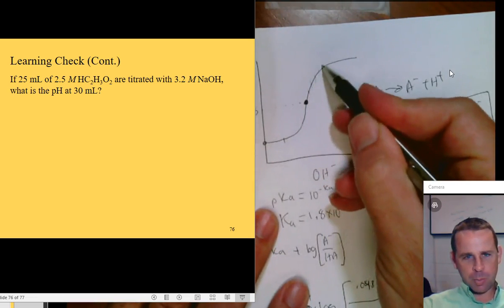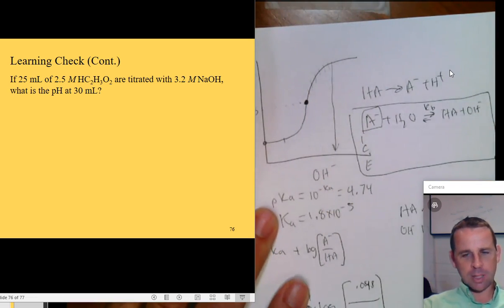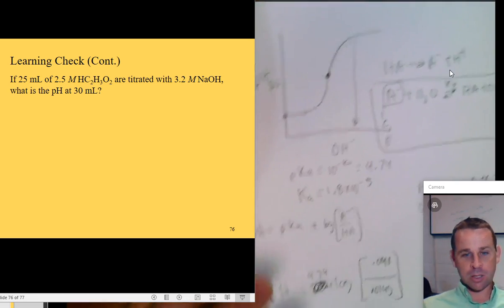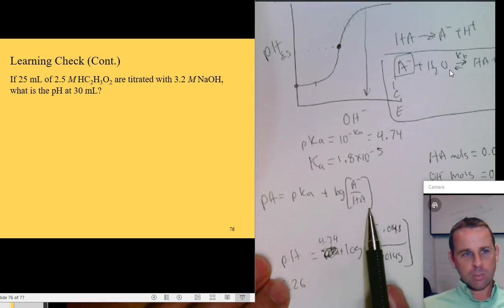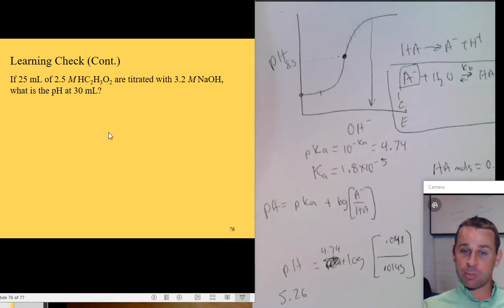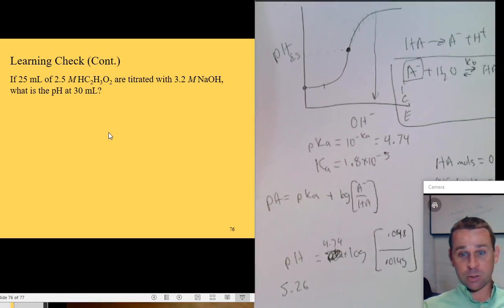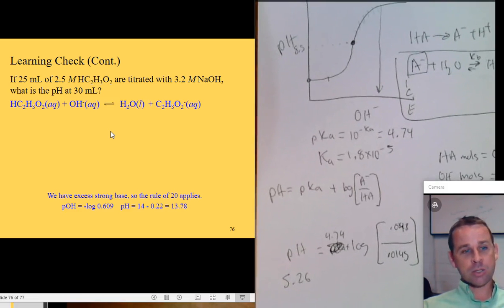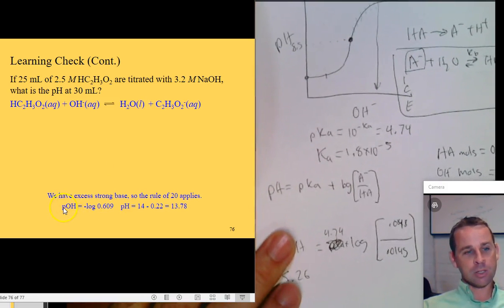Afterwards, if you've added more base, then it's easy again. You don't have to use the Henderson-Hasselbalch equation because you've added, and here's a scenario provided for us, 30 milliliters of 3.2 molar sodium hydroxide. We consumed all the acid, and now we have excess sodium hydroxide. So if you have excess sodium hydroxide, just like the previous problem where we had a strong base and added excess sodium hydroxide, it'll be just the sodium hydroxide that will govern the concentration.